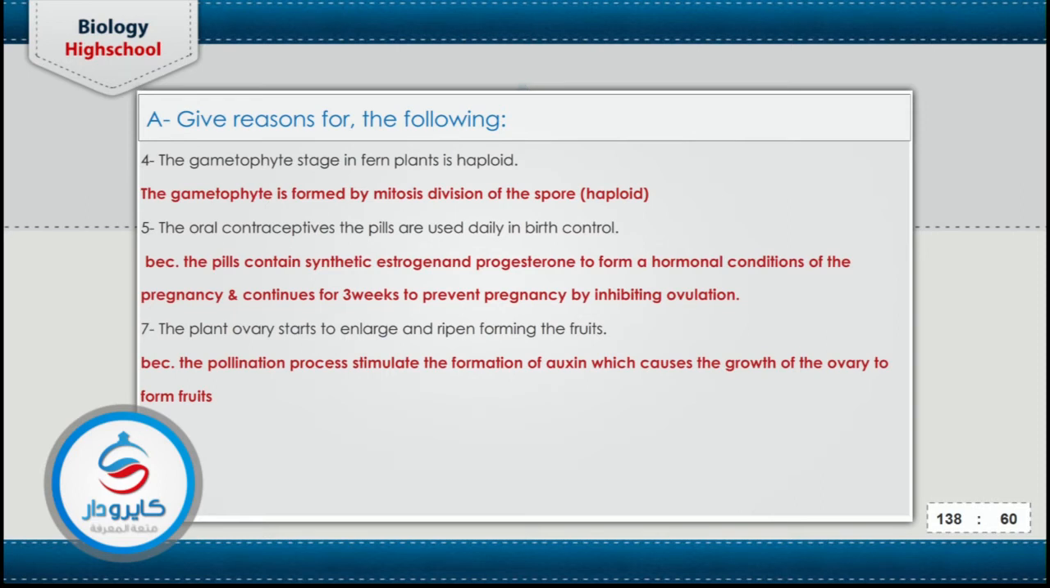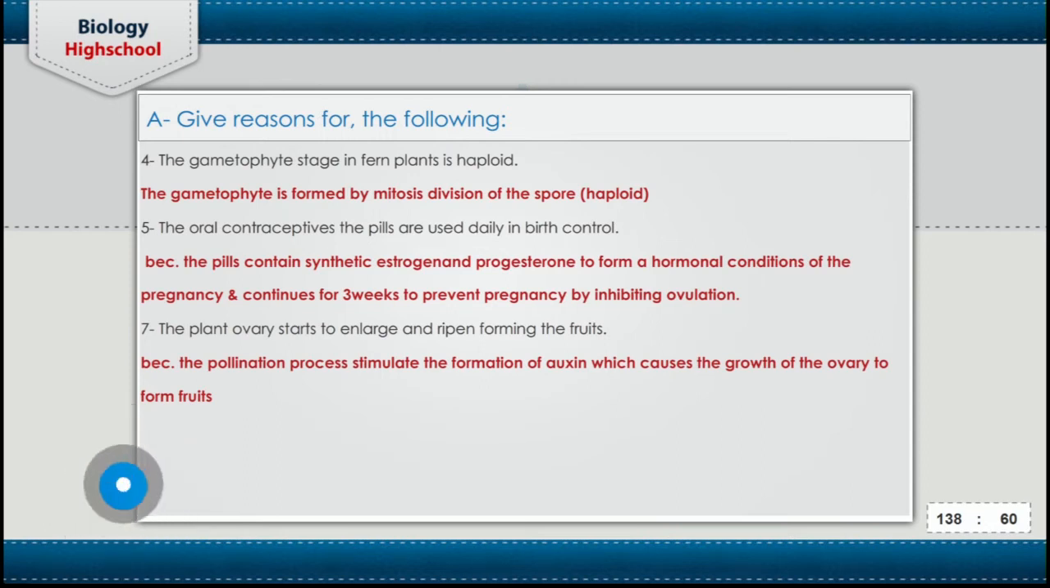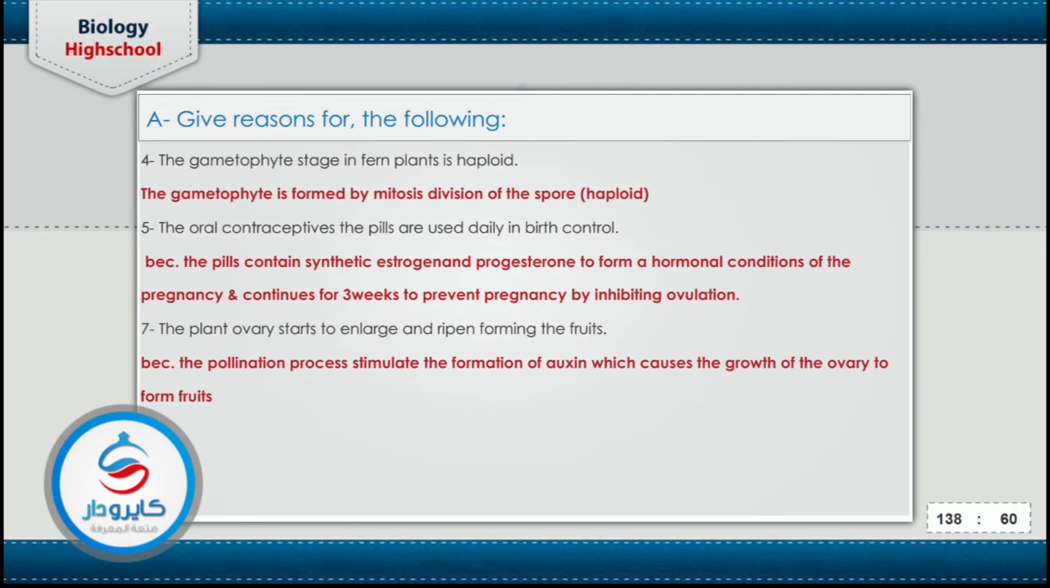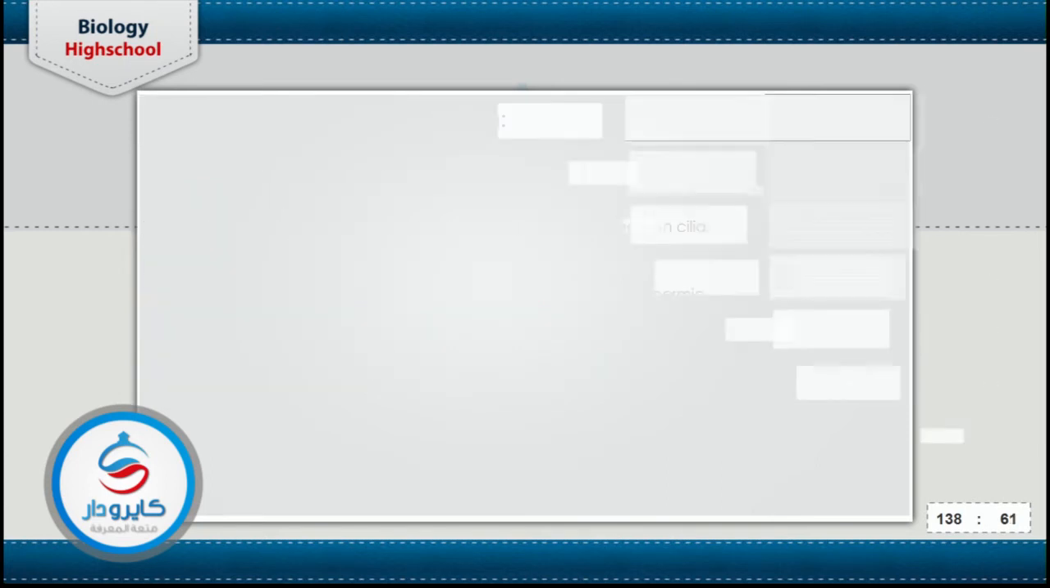If the auxin is produced naturally due to pollination and fertilization, it forms fruit with seeds, which acts as a kind of sexual reproduction. But spraying auxin on the stigma of the flower stimulates the ovary to form fruit without seeds, and that does not act as a kind of reproduction.